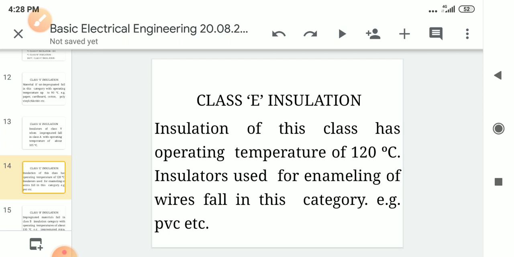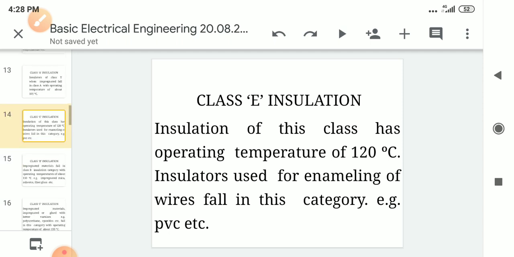PVCs. Enameled wire insulation on the base of polyvinyl formal, epoxy resins, moldings, power plastics, like that, all are examples for this class E insulation material. In our house wiring, we use cables of different colors, right? Red, blue, yellow, black, all those things come under this class E insulation category.